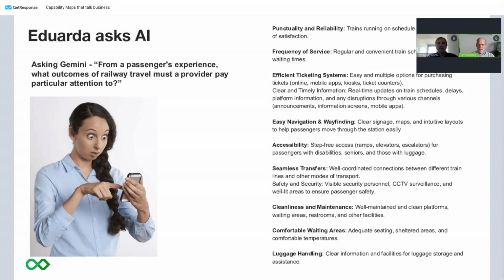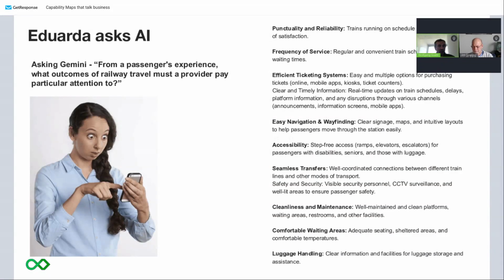I think the idea here is a certain way. Go ahead, Wolfgang. I think the idea for Eduarda is here to read whatever she can get because she's new in the company, and there may be several sources, and one is Gemini, others could be ChatGPT. And the advice here is don't take it one-to-one as capabilities, but you will get some ideas like, oh, of course, our passengers want punctuality, reliability, frequency of services, efficient ticketing systems, accessibility, seamless transfers. That sounds pretty obvious, and it gives her a lot of ideas.